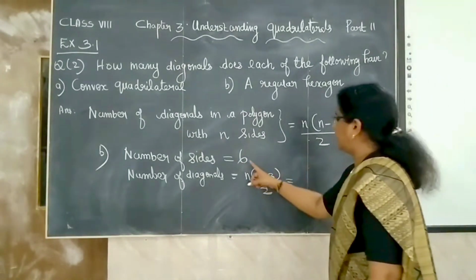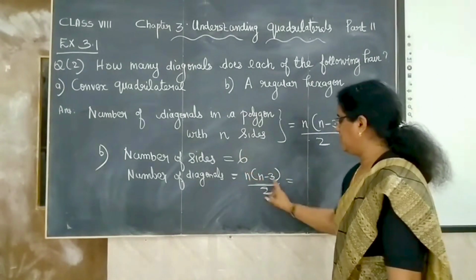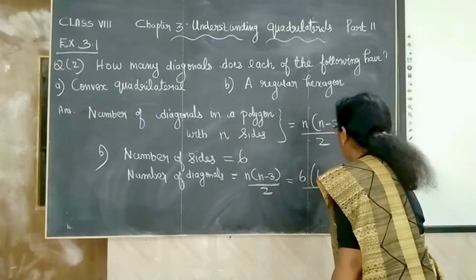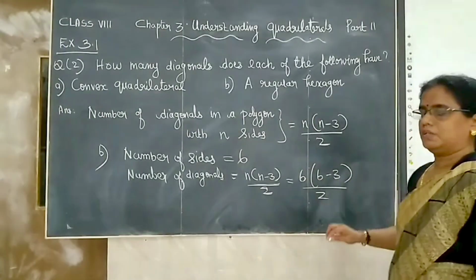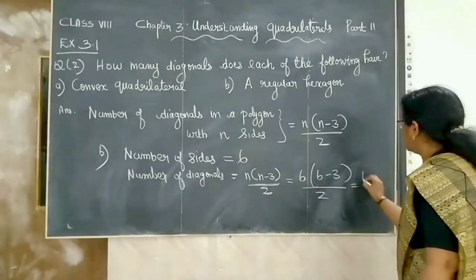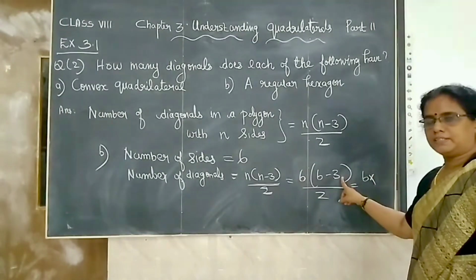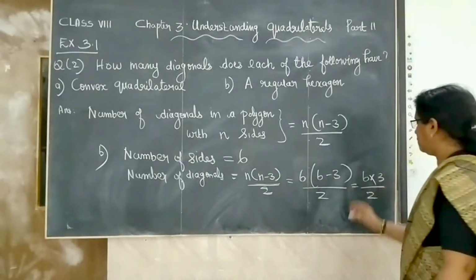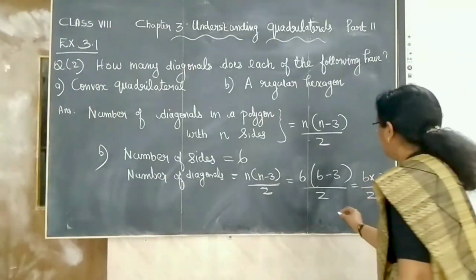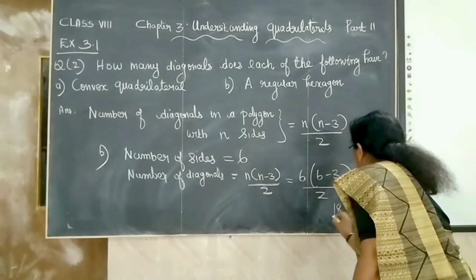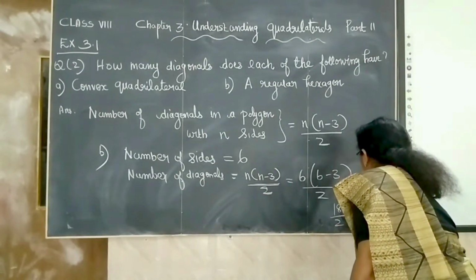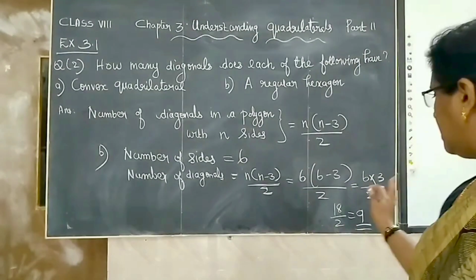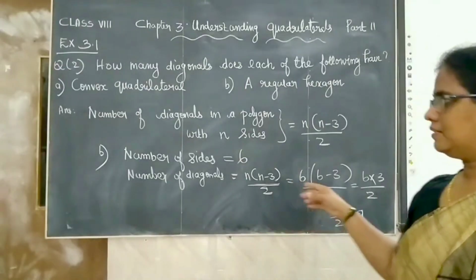So here we can substitute the value of n in this equation, that is 6 into 6 minus 3 divided by 2. That becomes 6 multiplied by 6 minus 3. 6 minus 3 is 3. That divided by 2, that is 6 into 3, 18. 18 divided by 2 is equal to 9. The number of diagonals you can draw is 9. That is the answer of this question.